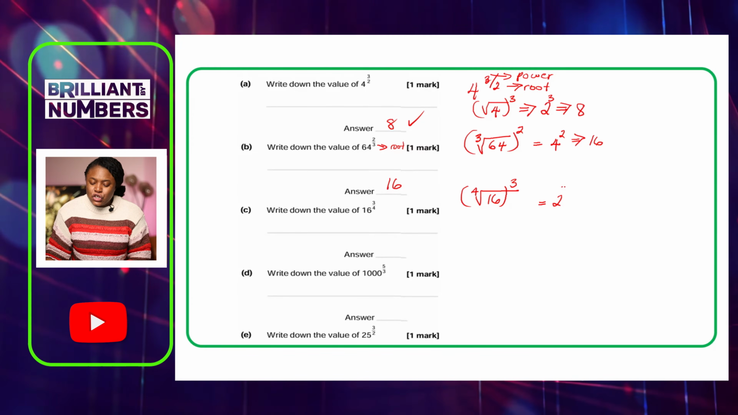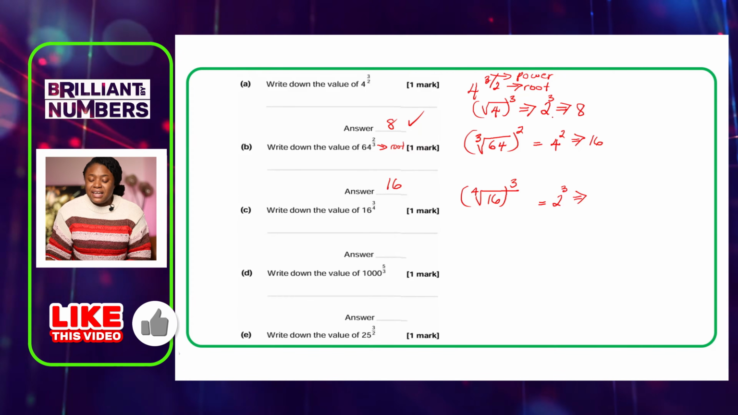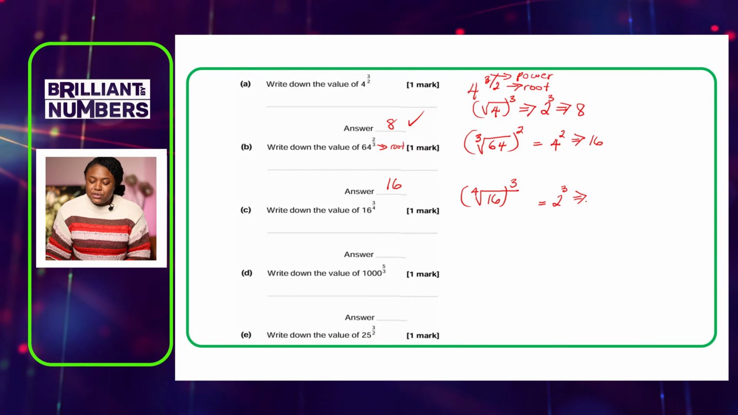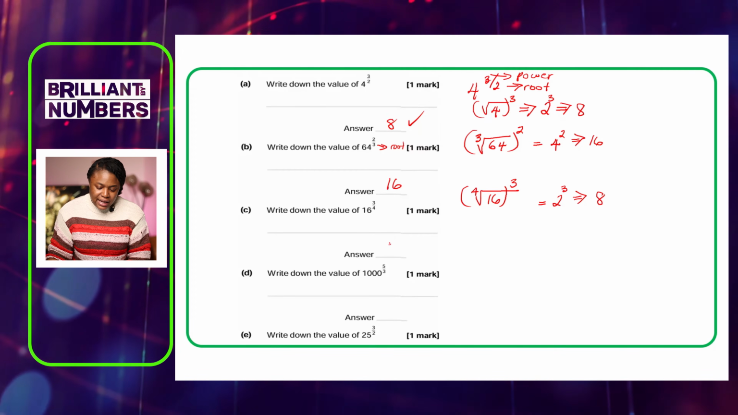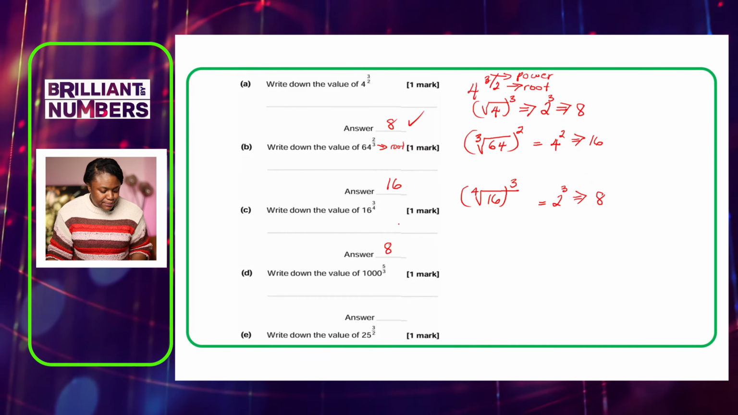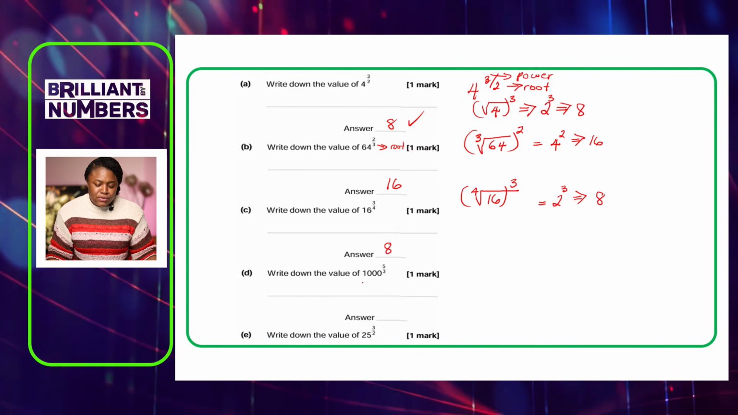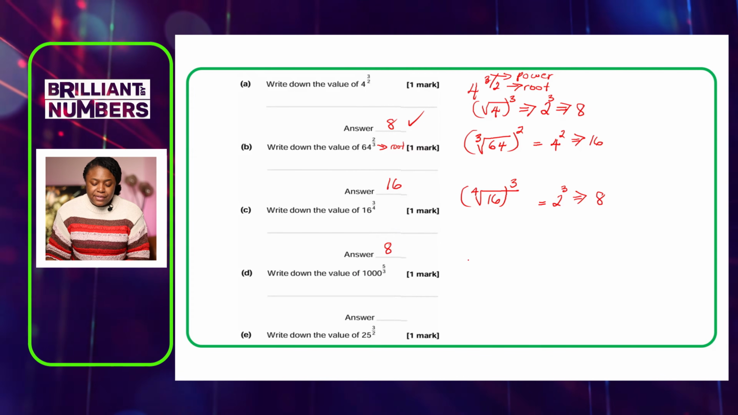I then need to cube my answer, which happens to be what I did in the first question. So 2 cubed, 2 times 2 times 2 gets me to 8. So the answer here is also 8. Beautiful. Next question asks me to write down the value of 1000 to the power of 5/3.